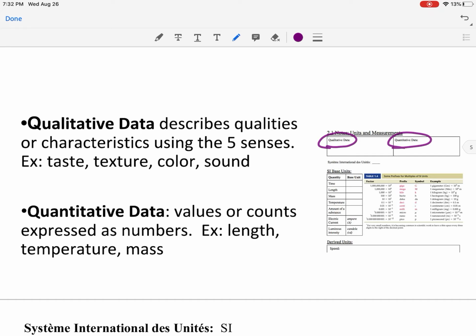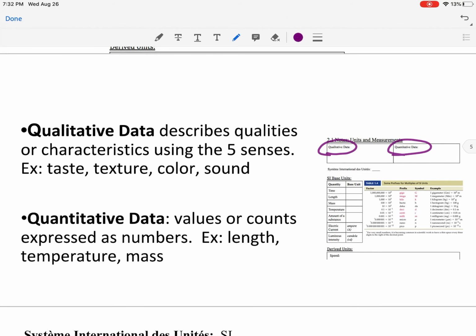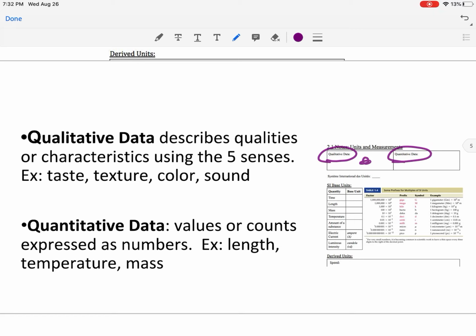There are two types of data a scientist collects when doing an experiment. Qualitative data describes the qualities or characteristics using the five senses. And quantitative data is numbers, values or counts expressed as numbers, so length, temperature, mass. So you're going to write these notes right here in your note sheet. So you can pause the video to do that.